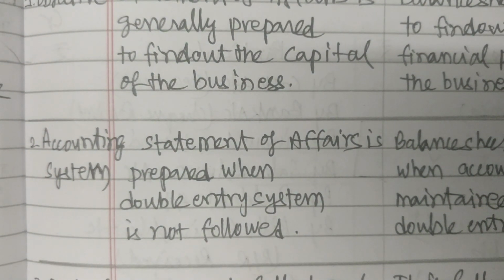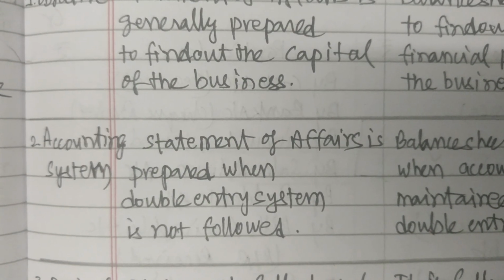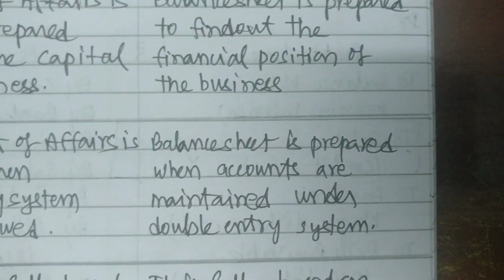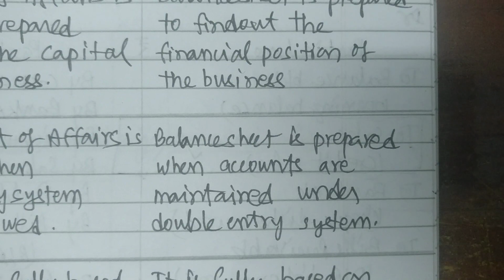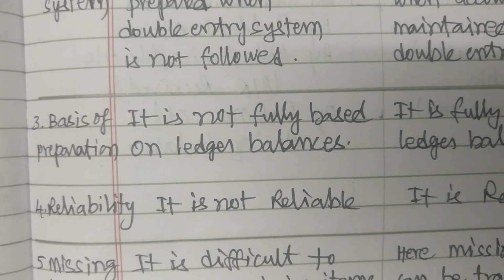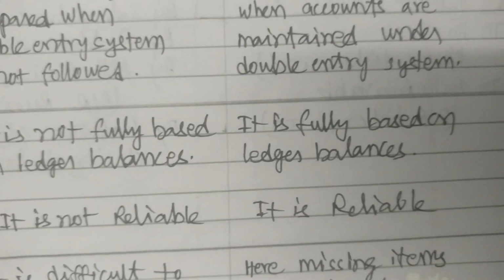Accounting system: statement of affairs is prepared when double entry system is not followed. Balance sheet is prepared when accounts are maintained under double entry system. Basis of preparation: it is not fully based on ledger balances. It is fully based on ledger balances.